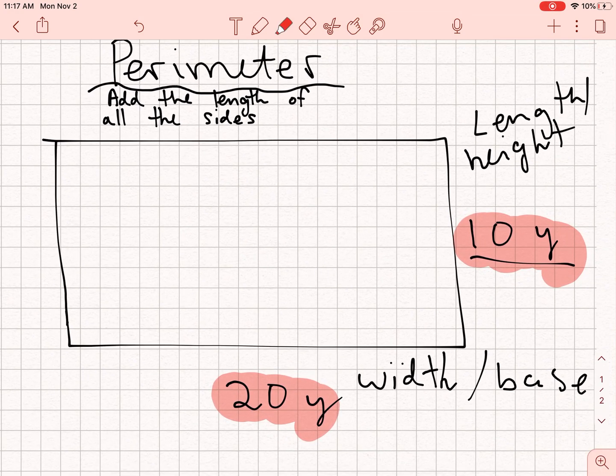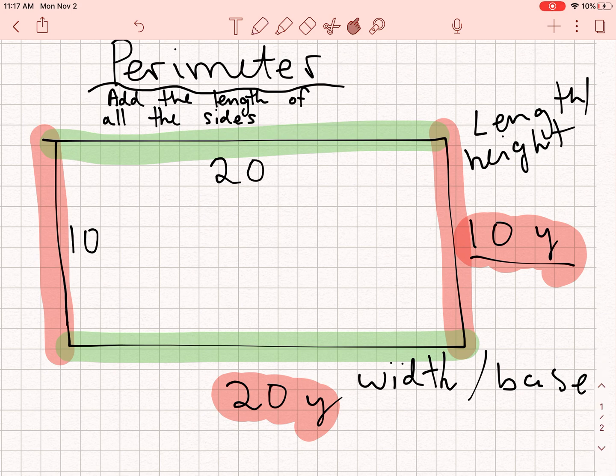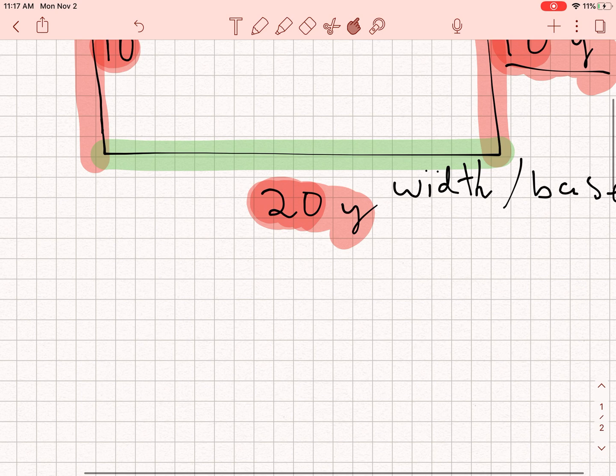So, if we know this is a rectangle, we know that this side and this side are the same. That means that both of these sides are 10. And we know that this side and this side are the same, so both of those sides must be 20. Now, if we're going to add the length of all the sides, that means that we're going to add 10 plus 10 plus 20 plus 20. Let's go ahead and do that math.